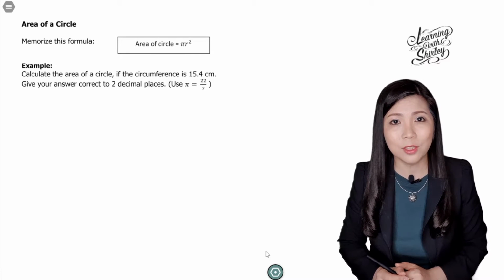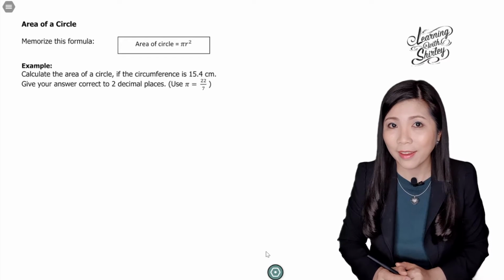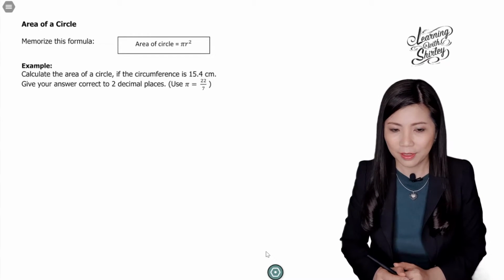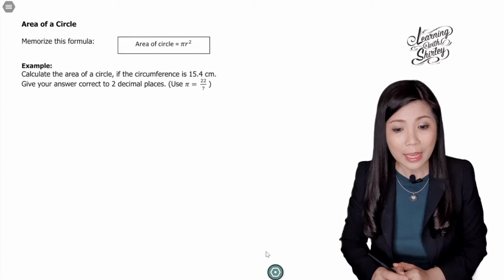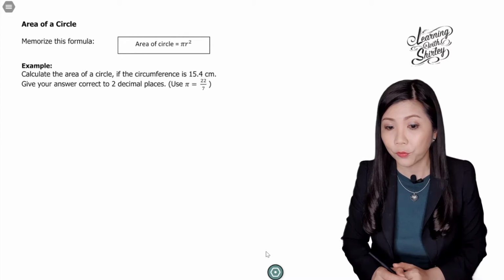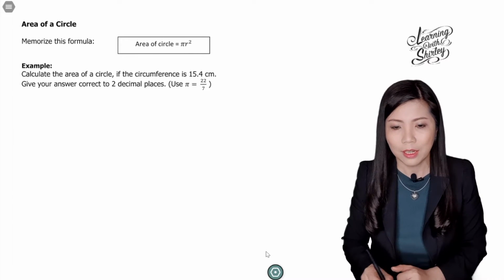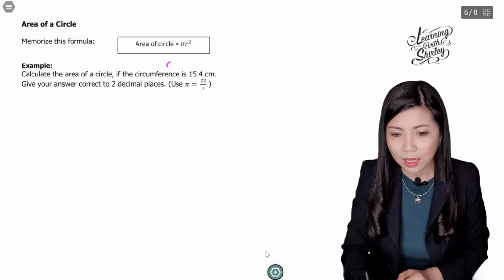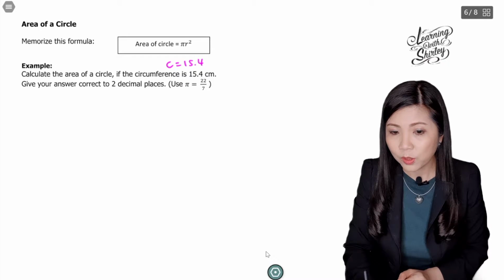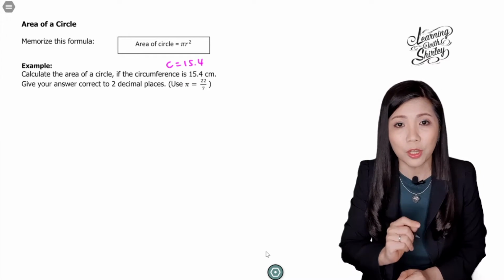For the area of a circle, we have to memorize this formula. So area equals pi r squared. Okay, let's look at this example. Calculate the area of a circle if the circumference is 15.4 cm. Give your answer correct to 2 decimal places and you have to use pi equals 22 over 7. So for this, given c equals 15.4, we have to use the circumference formula first.